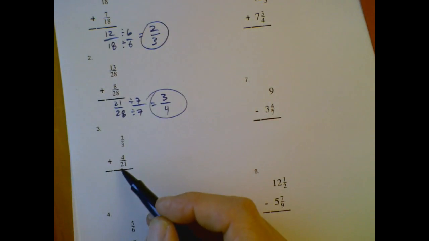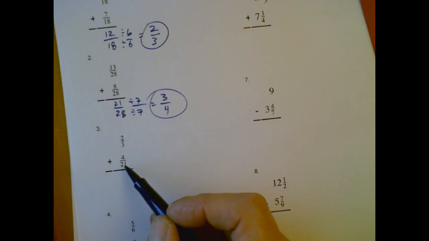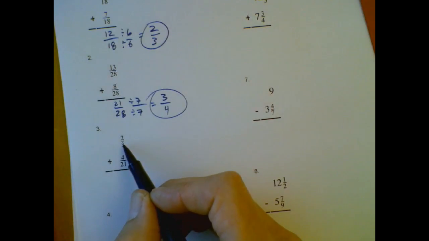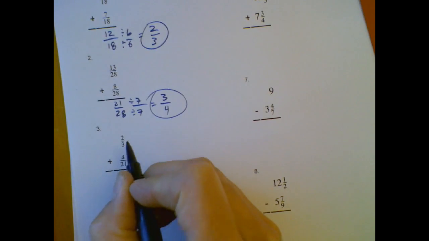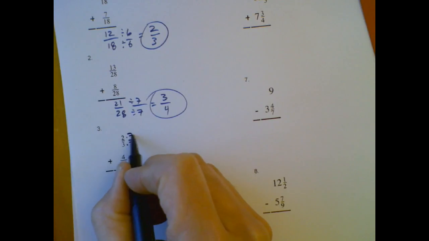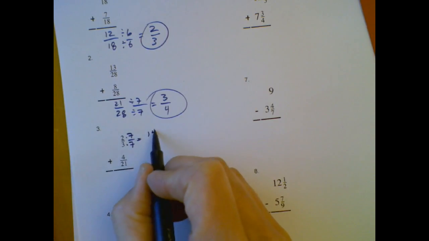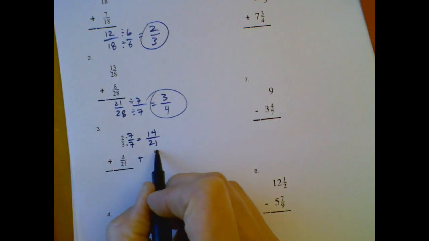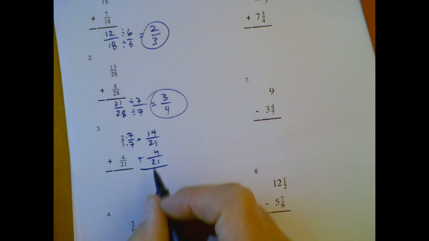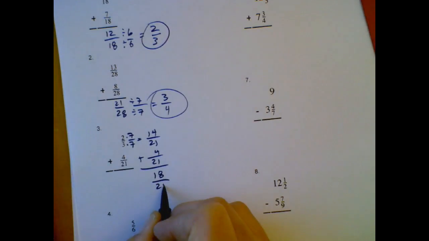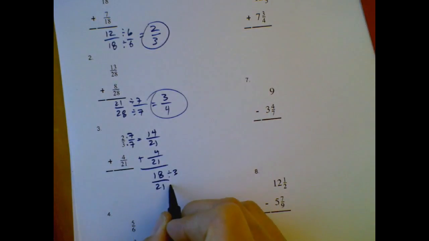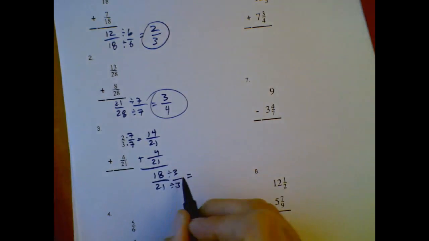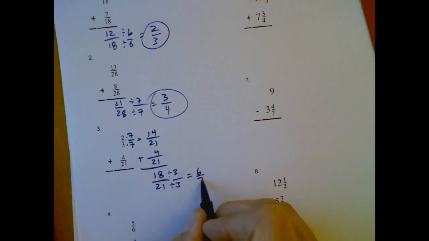Next up, 2/3 plus 4/21. Now the denominators are different, so I'm going to have to convert the denominators. And I notice that, hey, if I multiply 3 by 7, I get this denominator. So I'm just going to change this one fraction by multiplying top and bottom by 7. When I do that, I have 14/21 plus 4/21. That leaves me with 18/21. And both of these numbers are divisible by 3. So I'll divide top and bottom by 3. When I do that, I have 6/7.